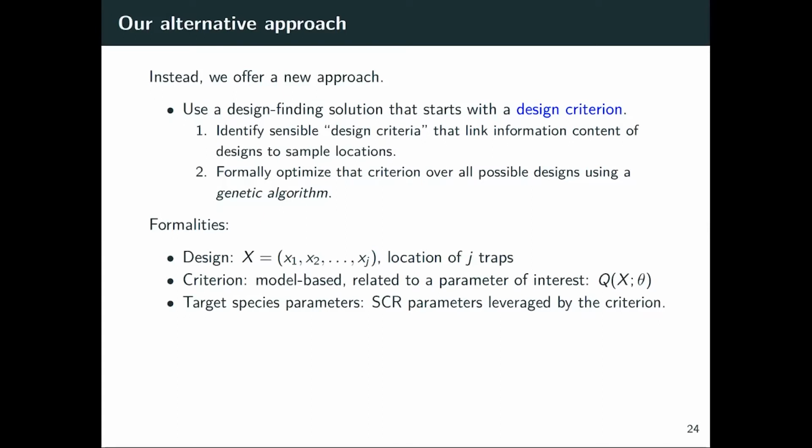We have the design, which is the location of J traps. We have the criterion, which is in our case model-based, so it's derived directly from the oSCR model, and it's related to a parameter of interest. And then importantly, you have your target species parameters, so oSCR parameters that are leveraged by the criterion. So if you have an idea of space use for your species, you can incorporate that to come up with a good design.